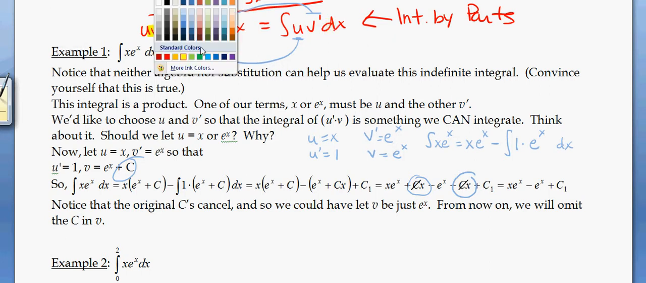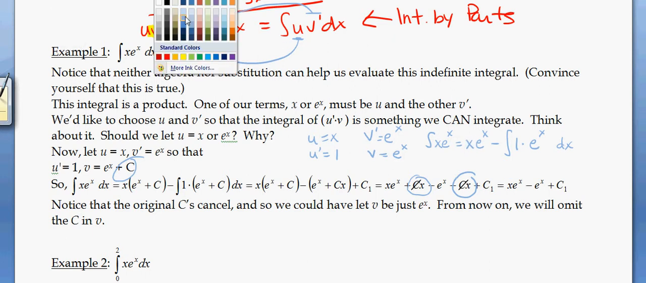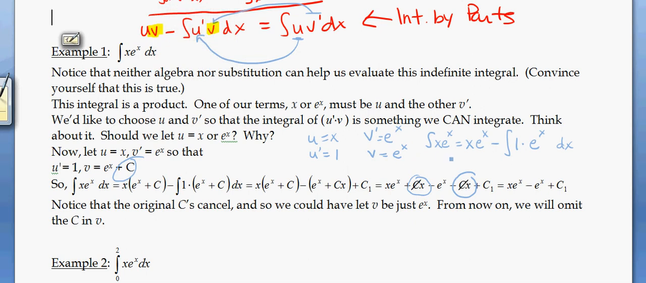Okay, so back over here, I have x e to the x, and the point is now my integral is something easy to find the antiderivative of. The antiderivative of 1 times e to the x is just the antiderivative of e to the x, which is just e to the x plus c. And so we're done. We finished that example.